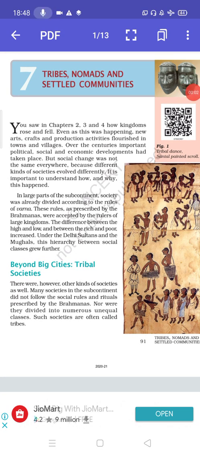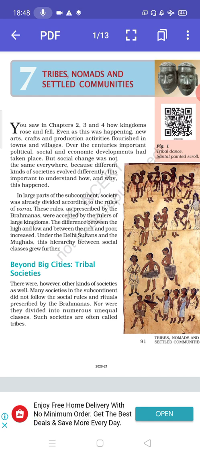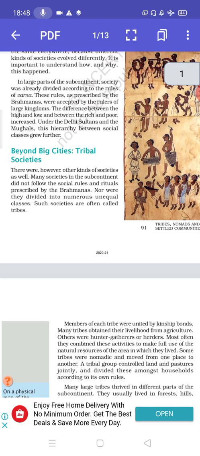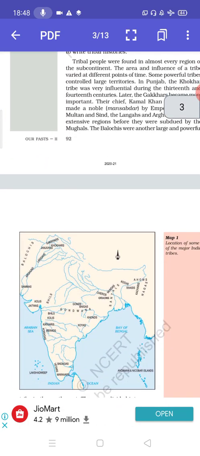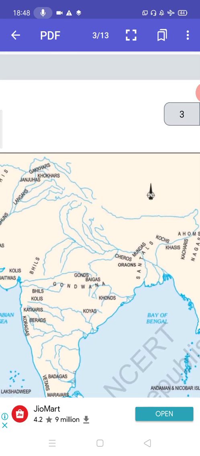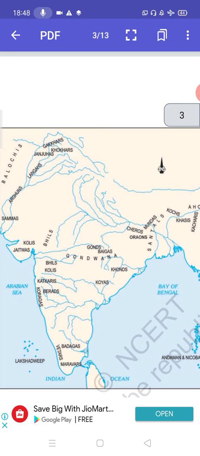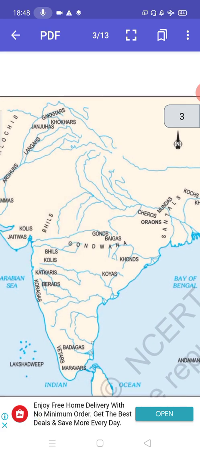Good morning, class 7. We will continue with the chapter Tribes, Nomads, and Settled Communities. Before we proceed with the chapter, I would just like to remind you all that you are going to take a map of India and you will be marking a few places. Although I will be giving the instructions in the Google Classroom as well, please keep these places in mind.